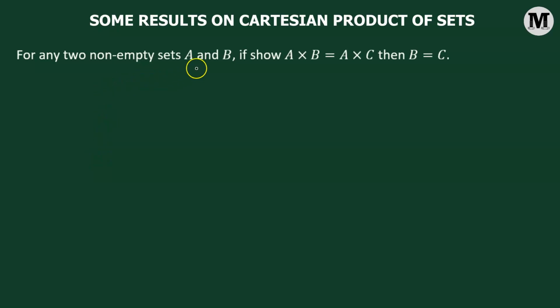For any two non-empty sets A and B, if the Cartesian product of A and B equals the Cartesian product of A and C, then the sets B and C are equal. Okay, let us begin. So what we'll do, we'll first consider an arbitrary element.